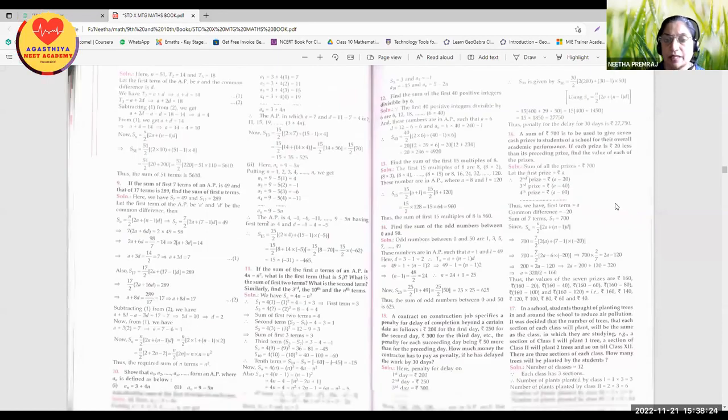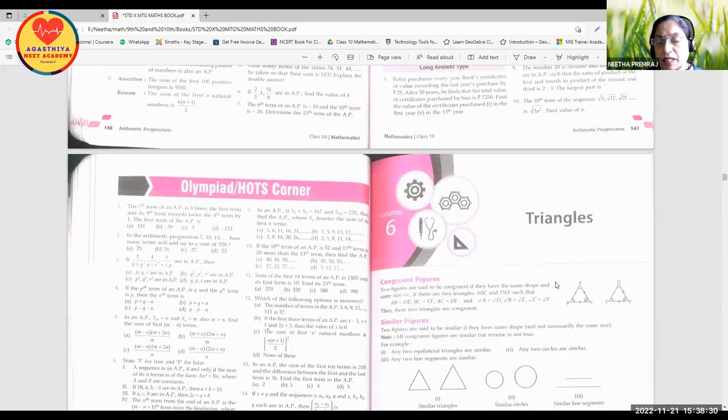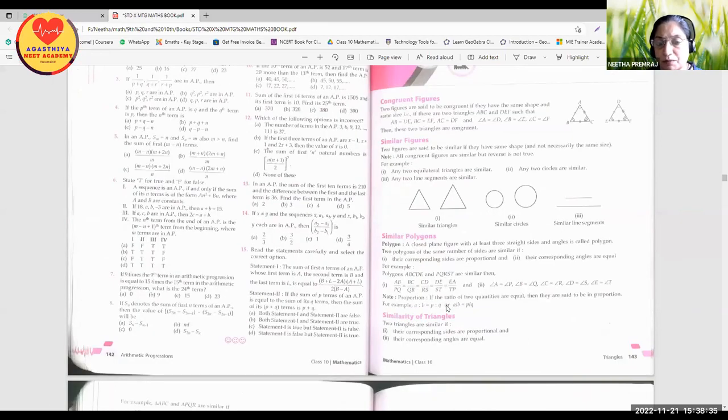Okay. See, in year 9, you would have studied congruent figures, isn't it? So in this chapter, we will see similarity and congruity. Both the concepts we are going to discuss. Tell me, what are the criteria for similarity?